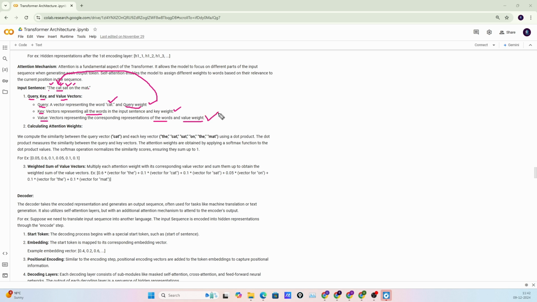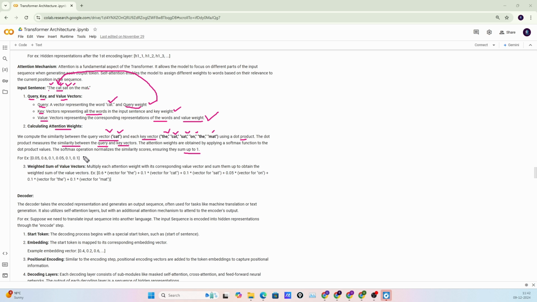Now calculate the attention weight. The query vector is basically for the cat word, and the key vectors are for each word: the, cat, sat, on, the, and mat. We perform the dot product between this query vector and all the key vectors, and the dot product gives us the similarity score between query and key. After that dot product, we perform the softmax function and also divide by the square root of the embedding dimension, and softmax gives us values between 0 and 1.